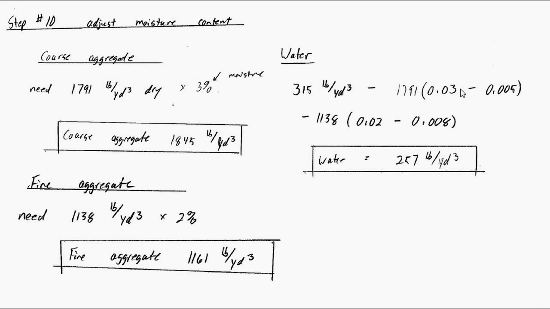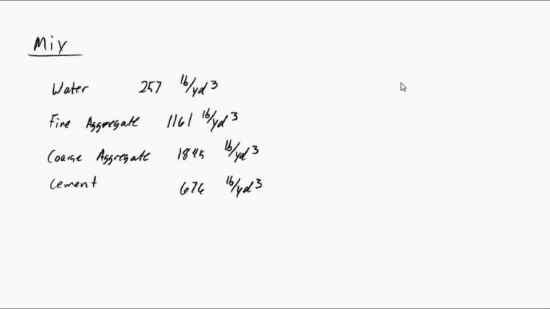What happens if the coarse aggregate was completely dry? This would become 0, and this would be a negative times a negative, which would give us a positive, which means that if we use completely dry aggregates, we're going to have to end up adding water to our mix to account for it. If we use moist aggregate, the aggregate's going to add water to the mix that we then need to take out, so we'd add less than the required amount of water. And once we've adjusted the water, we've come up with our final mix design.